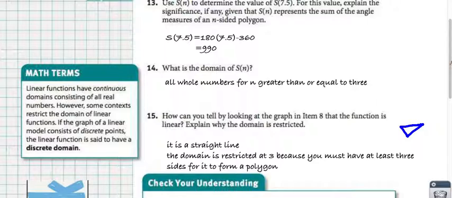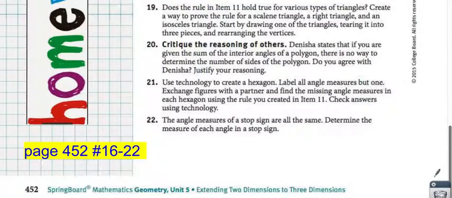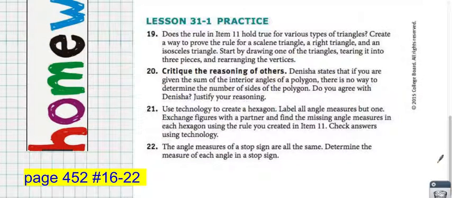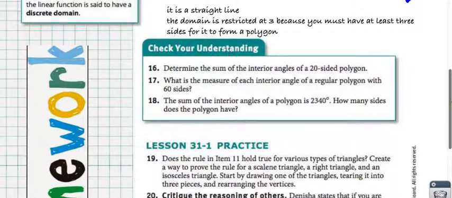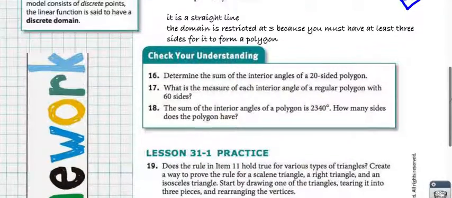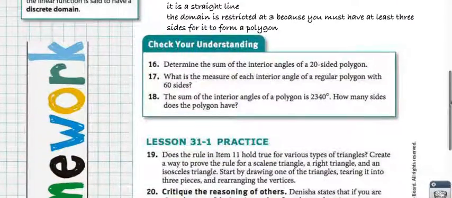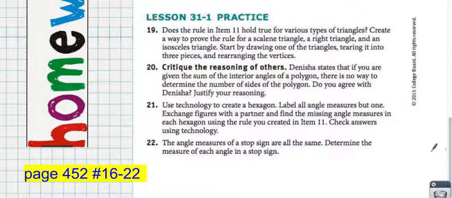So to recap, you are going to subtract 2 from the number of sides and multiply it by 180, or take the number of sides times 180 and subtract 360. So again, you're going to use those formulas to help you find the sum of the interior angles of a polygon. And then your homework, as you'll see, is page 452, and you're going to do 16 through 22. So go back and pause the video anytime you need to. Go back and rewatch it. Let me know if you have any questions.